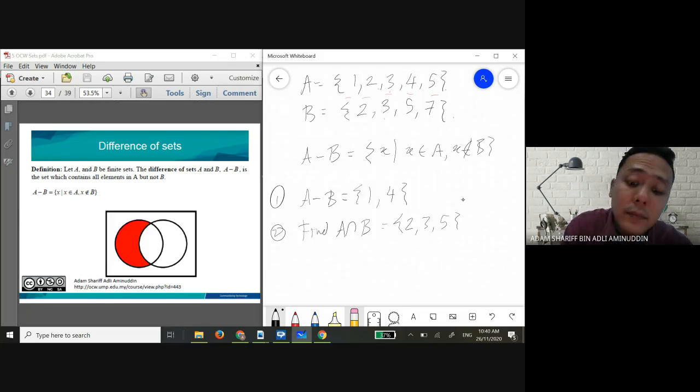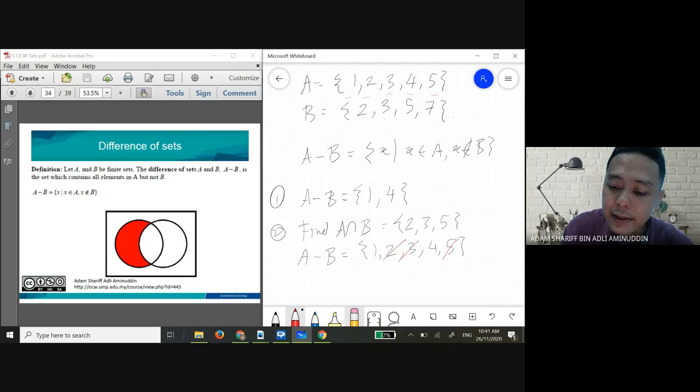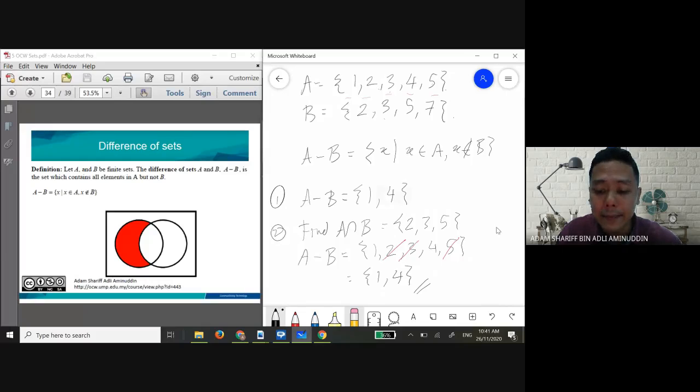Okay. So A minus B is you list down all the element in A first. Later, eliminate the thing which is coexist in B. So dapatlah 1 and 4. Okay. Ini untuk student yang tak nampak.